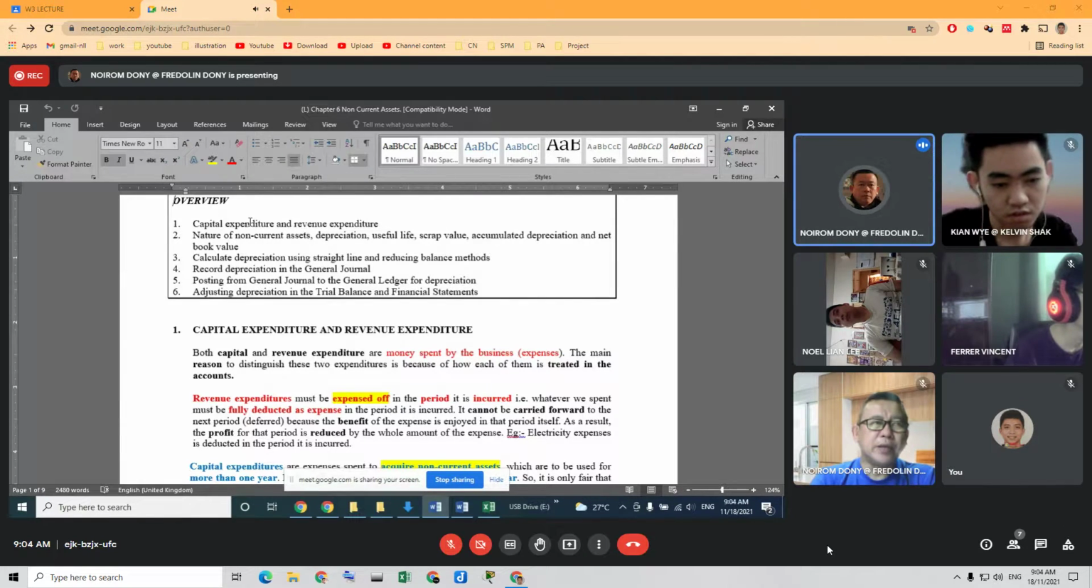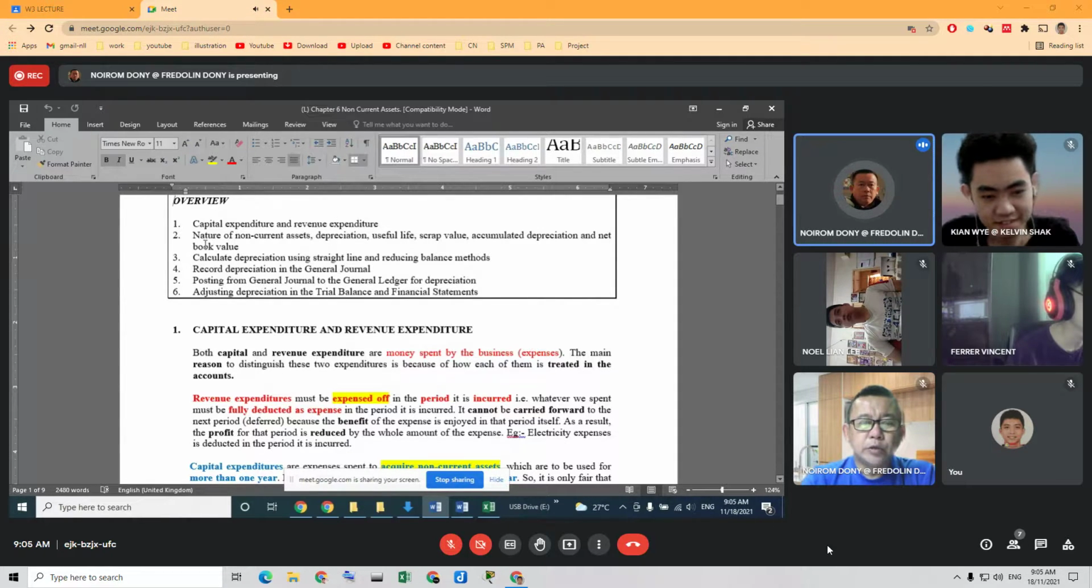Revenue expenditure means as you incur the expense, you immediately put that as an expense, not an asset. Can you understand what I'm saying? Putting it into expenses means that in that particular period, it will be matched against the revenue in order to get the profit. So that is the basic difference between capital expenditure and revenue expenditure.